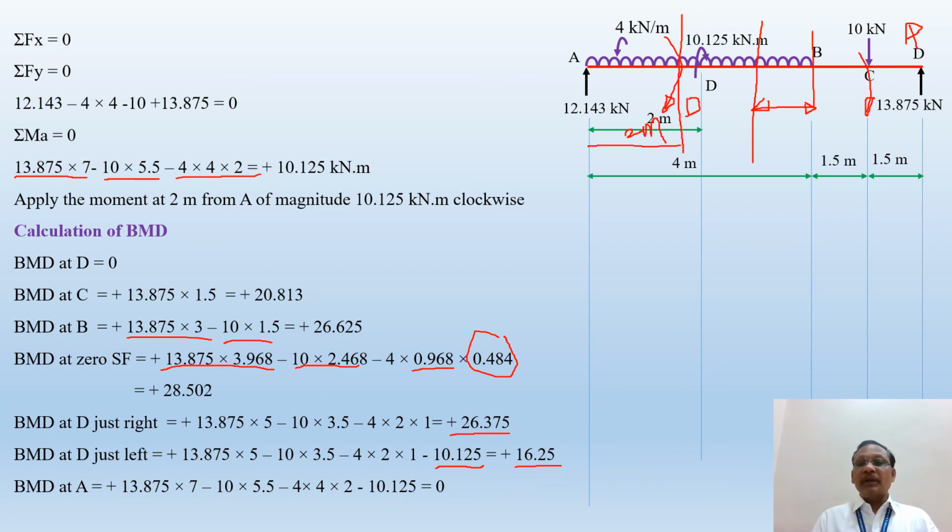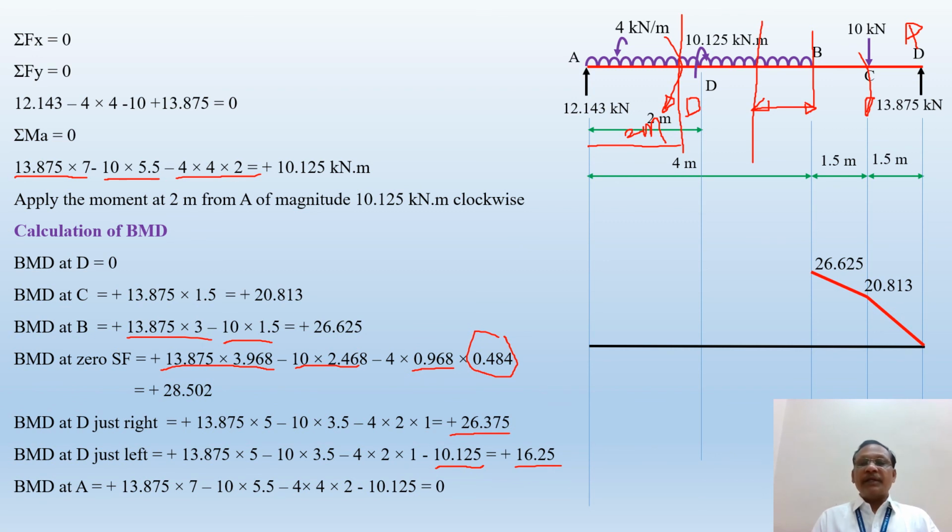Then you try to draw the bending moment diagram. First of all, you select the reference line. It is a simply supported beam, so you'll get the total bending moment as positive. So bending moment at D is 0. Bending moment at C is equal to plus 20.813, a straight line because it is a point load. Then bending moment at B is equal to plus 26.625. Again a straight line because there is no UDL acting between B to C, or uniformly varying load acting between B to C. That's why it will be a straight line.